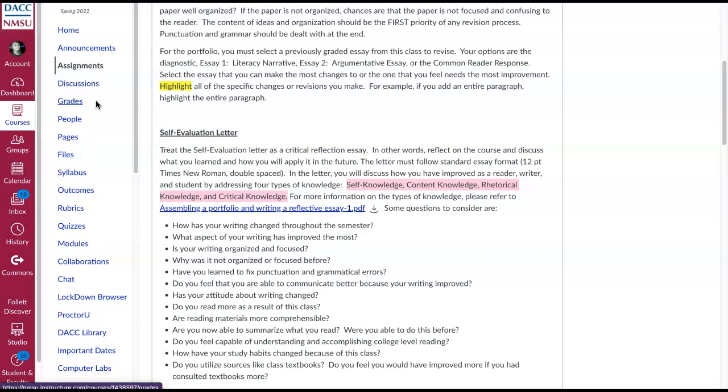The 4th type of knowledge is critical knowledge, and this basically refers to your strengths and weaknesses. And here is where you can discuss your strengths in terms of writing, as a reader, as a student.